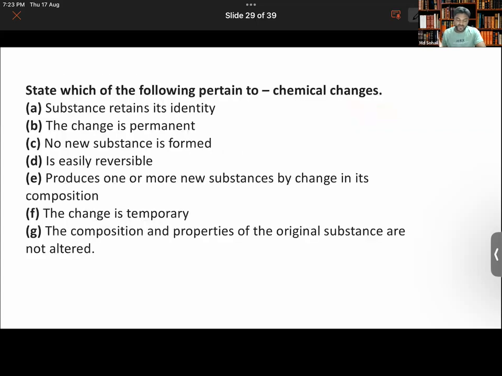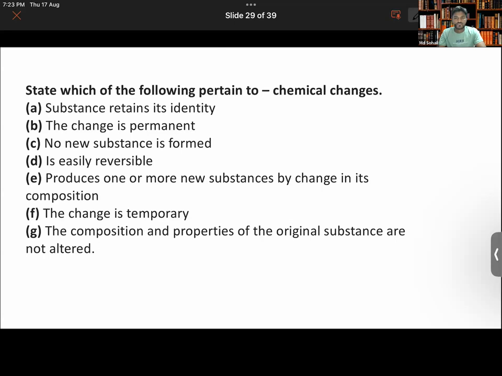Good. Now state which of the following pertains to chemical changes. Some of the characteristics are given here. Which of them pertains to chemical changes? If the substance retains its identity, will it be a chemical change?